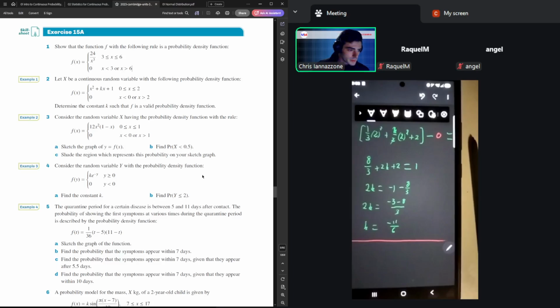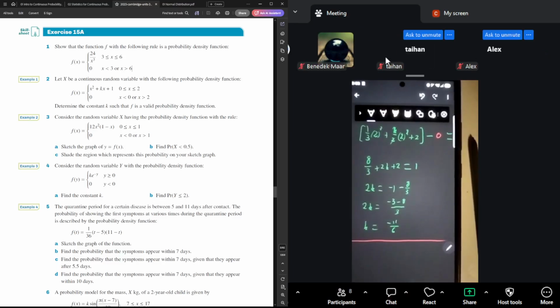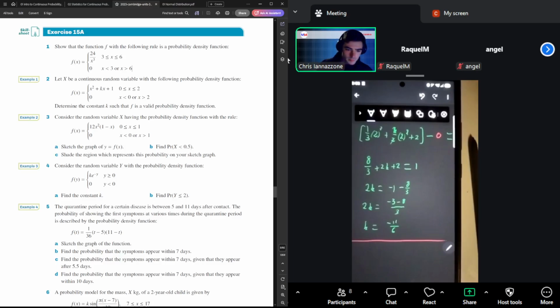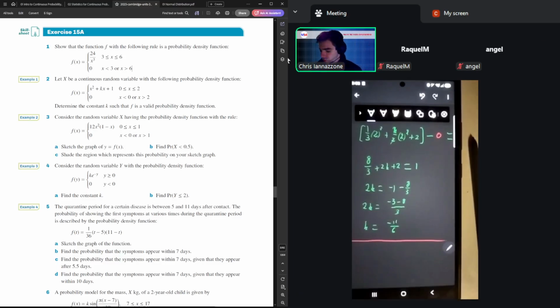Any thoughts or questions about how to handle those kinds of questions? All about proving or forcing a probability density function.